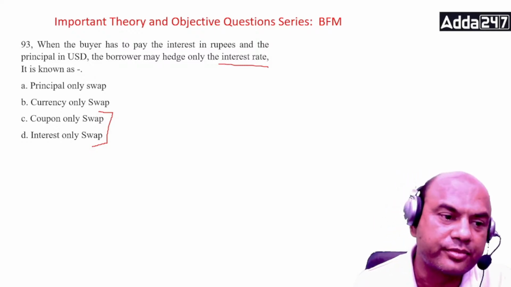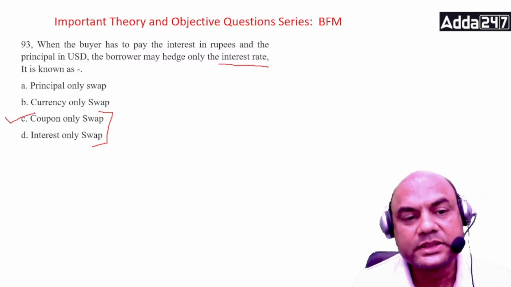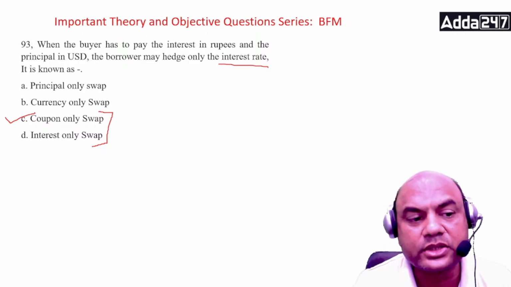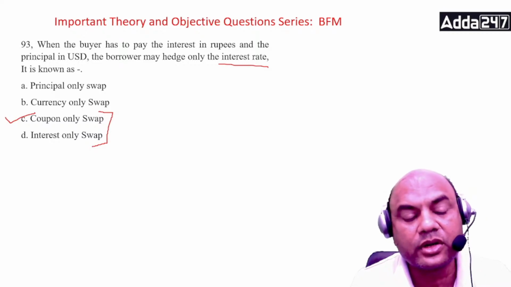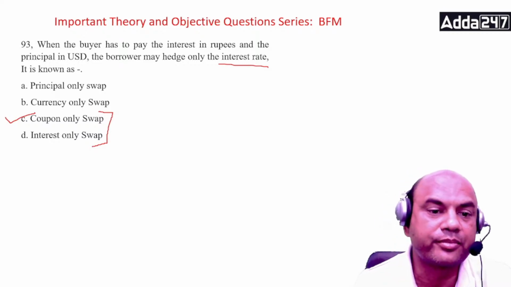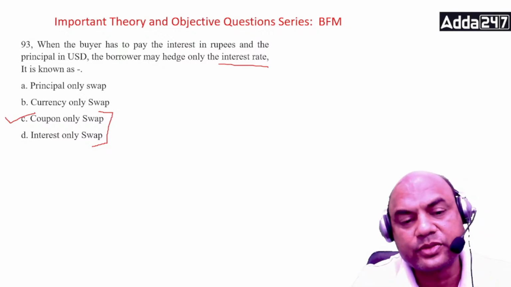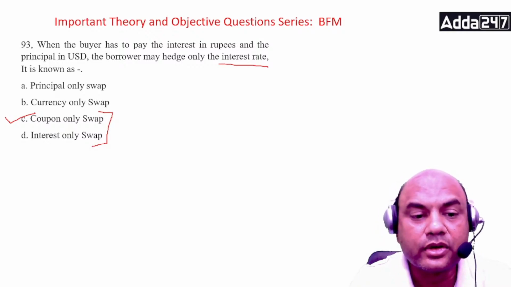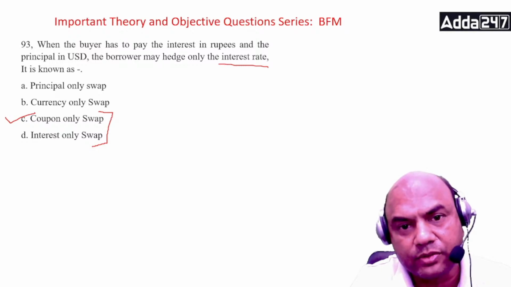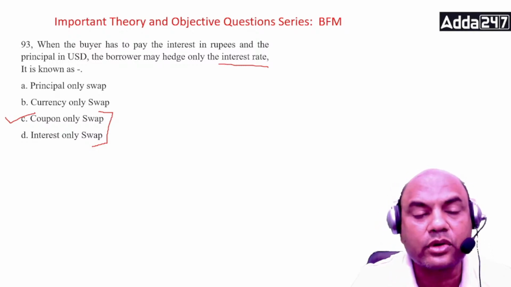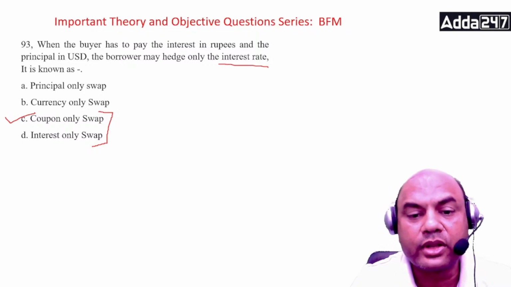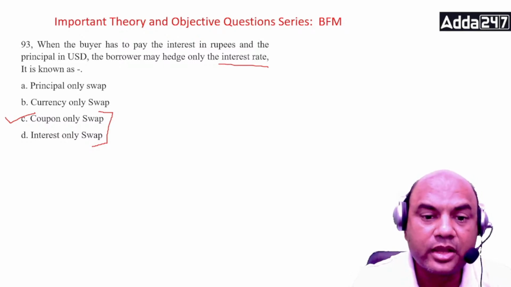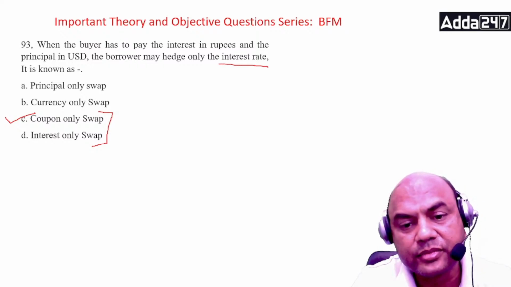But the answer is wrong. The answer is coupon only. See here, the interest rate on any bond or any fixed payment is known as coupon in the international market. So this is called coupon only swap, not interest only swap. When only currency is hedged, it will be the principal only swap, only one currency. When the interest is hedged, it is called coupon only swap. When the buyer has to pay the interest in rupees and principal in USD, the borrower may hedge only the interest rate. It is known as coupon only.